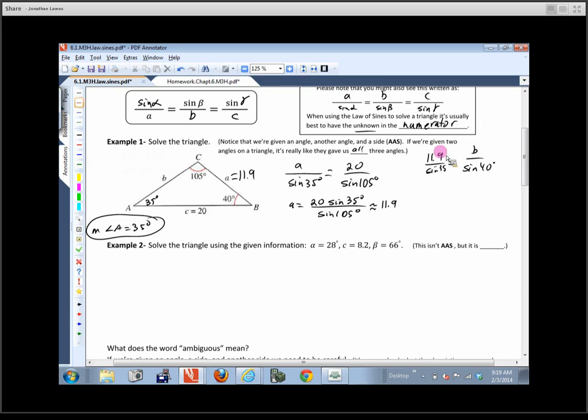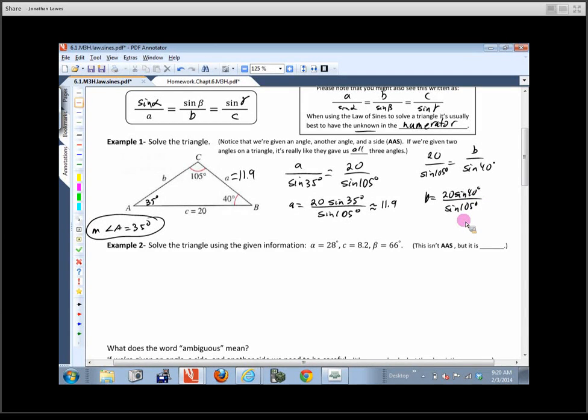So although 11.9 is a perfectly good answer for that side, we shouldn't use that again because that's going to compound the error. What we should do is like we did on this one, let's use the sides where we know exactly what they are. So I'm going to put 20 up here, and I'm going to put the sine of 105 right here. Now, when I find side B, B is going to be equal to 20 times the sine of 40 over the sine of 105, which if you think about it on your calculator, should already be set for that.